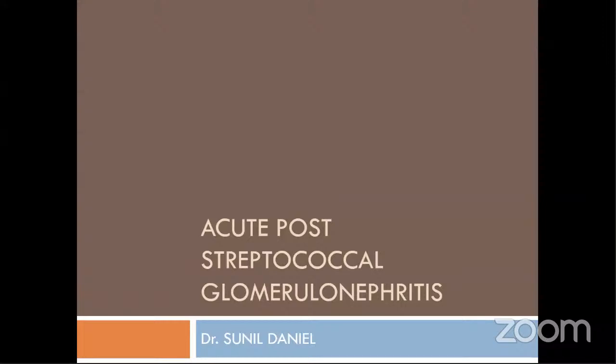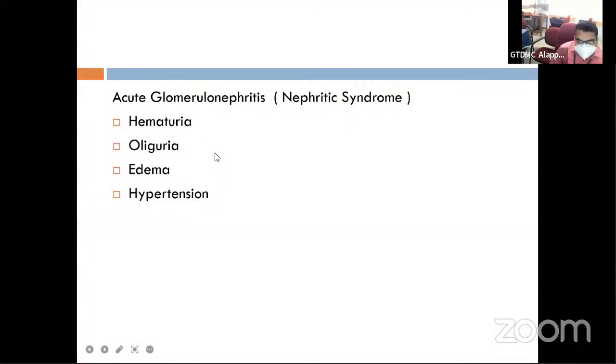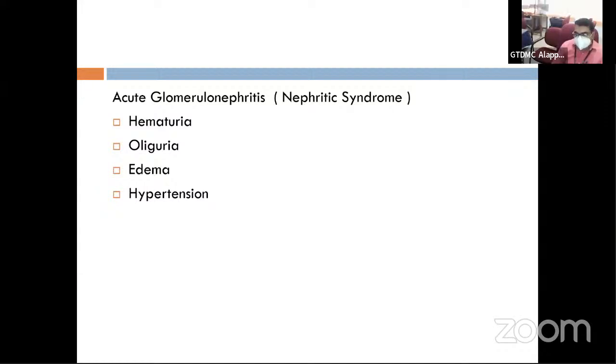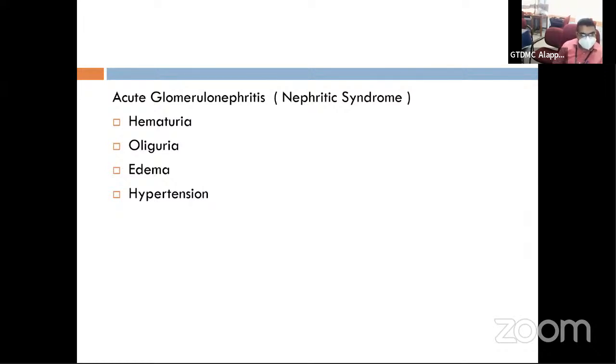Yes, sir. Okay. So today's afternoon session is on acute post-streptococcal glomerulonephritis. Before going to the topic proper, I would like to give an introduction to glomerulonephritis. Glomerulonephritis, otherwise called nephritic syndrome, not nephrotic, is a syndrome characterized by four major manifestations: hematuria, oliguria, edema, and hypertension. So these are the features of nephritic syndrome.